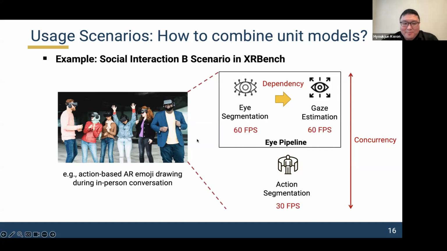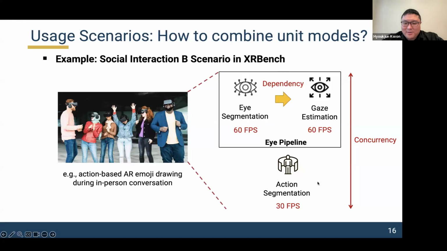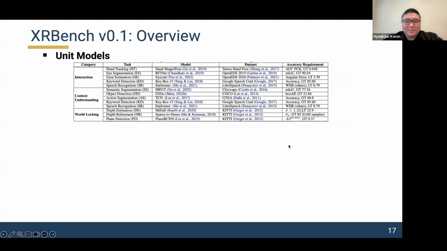And because this is real-time processing, there are FPS, or frames per second, requirements associated with each model. And the benchmark is built in this way. So we are providing the unit models, which models we need to run concurrently, and what the target FPS is.